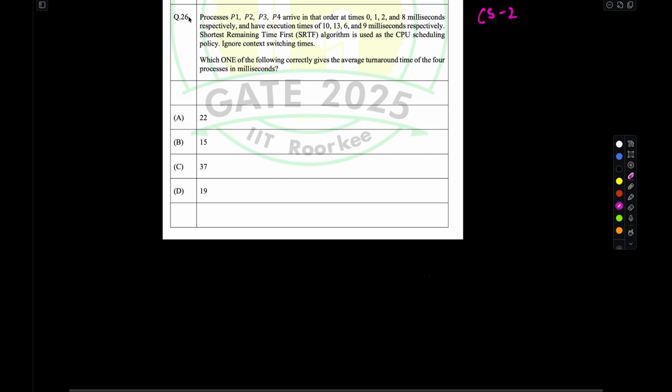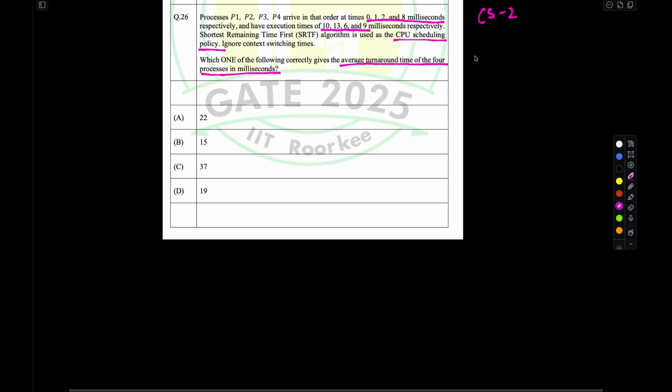And the question says, processes P1, P2, P3 and P4 arrive in that order at times 0, 1, 2, 8 milliseconds respectively and have execution times of 10, 13, 6, 9 milliseconds respectively. Shortest remaining time first algorithm is used as the CPU scheduling policy. Ignore context switching times. Now we have to tell from the following which one of them gives the correct average turnaround time of the four processes in milliseconds.